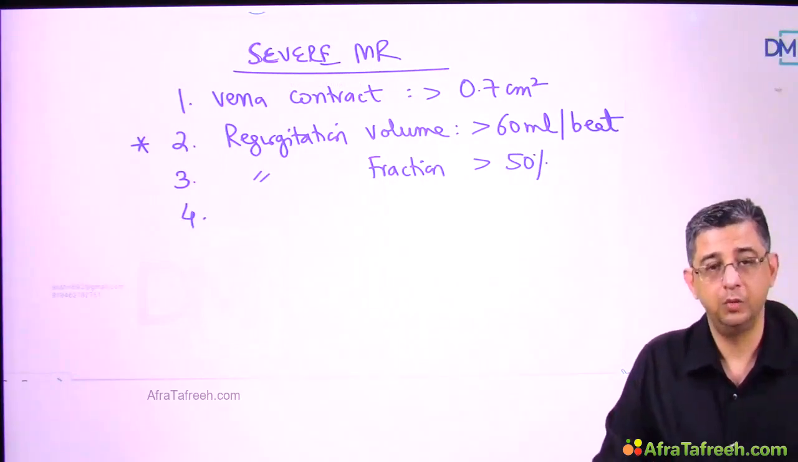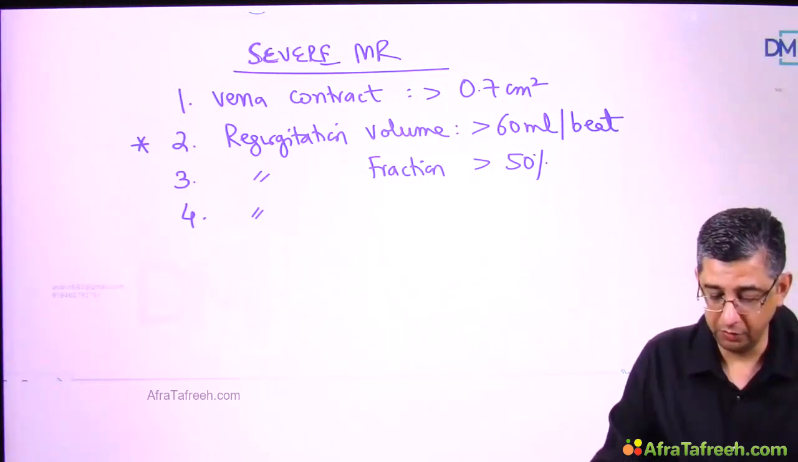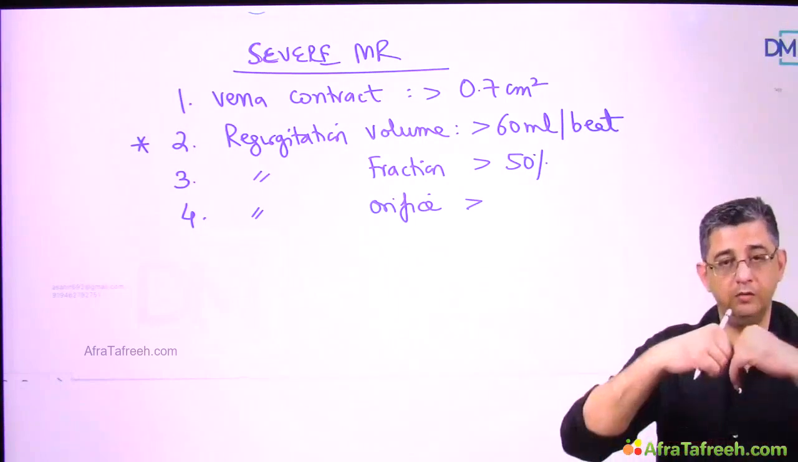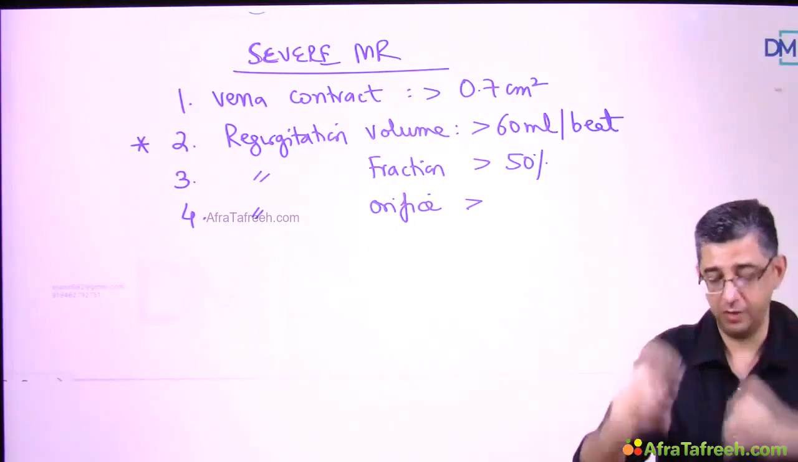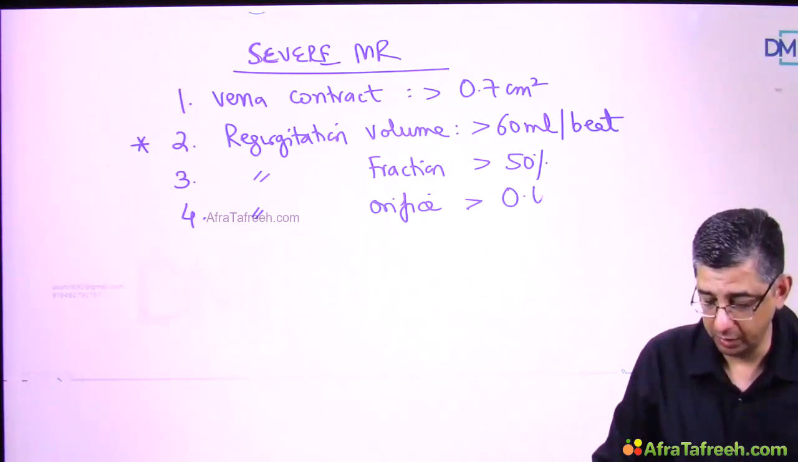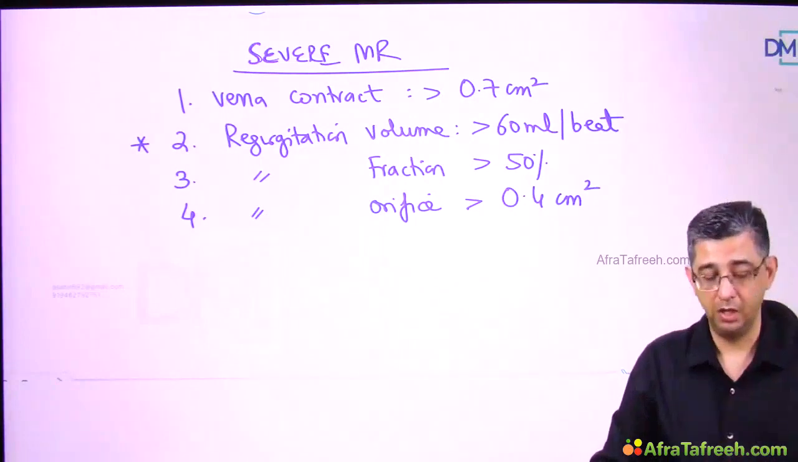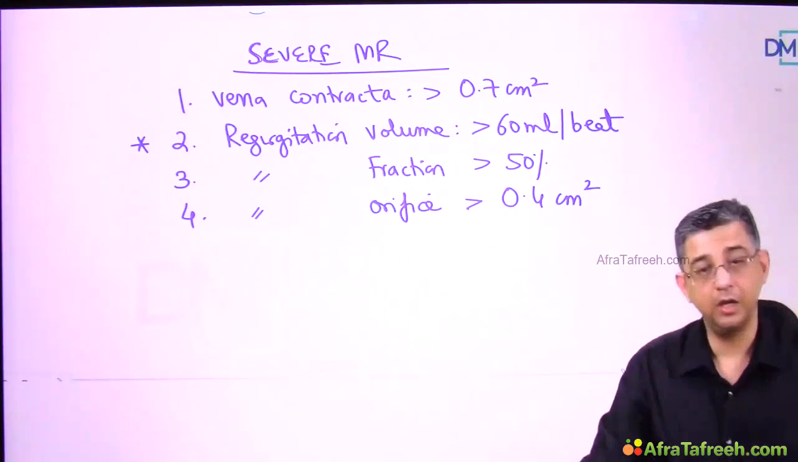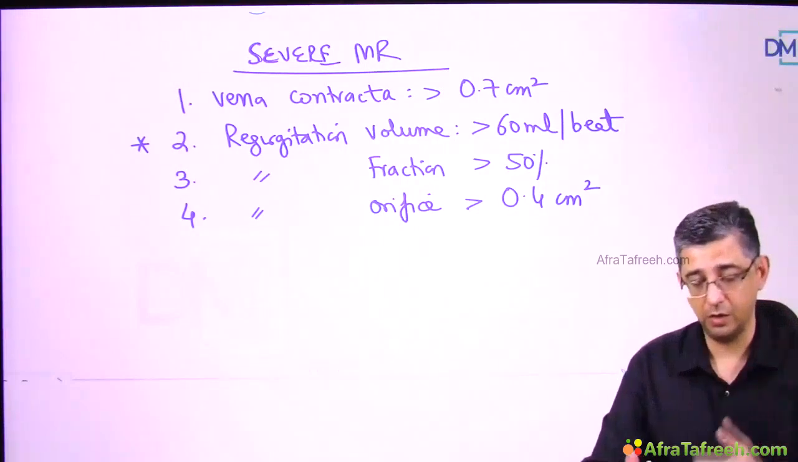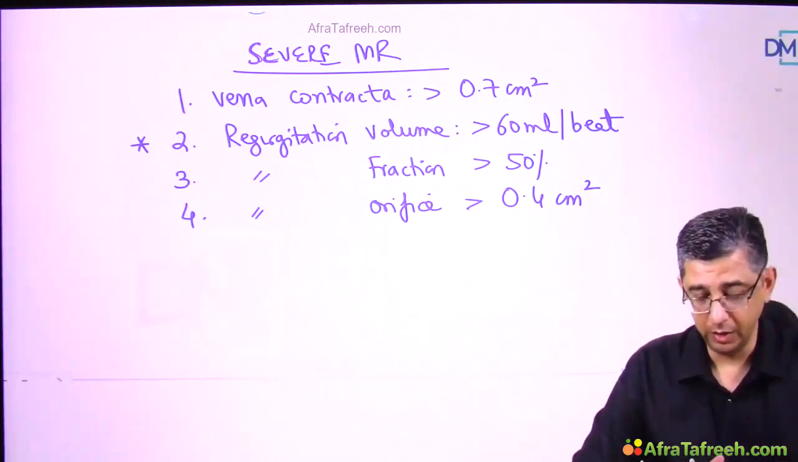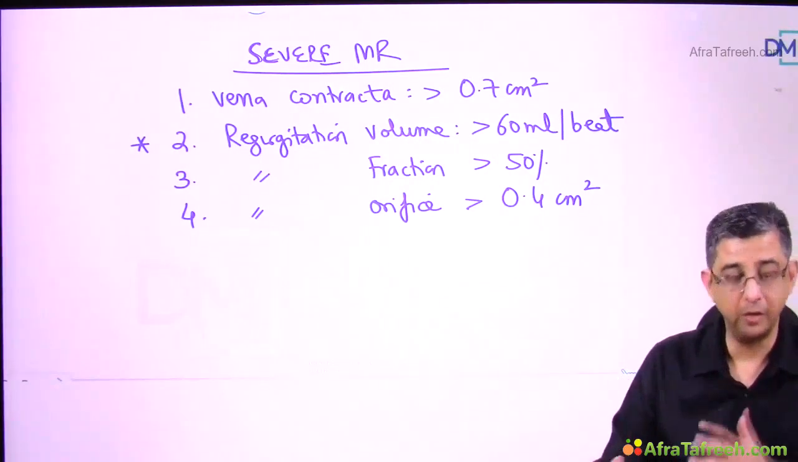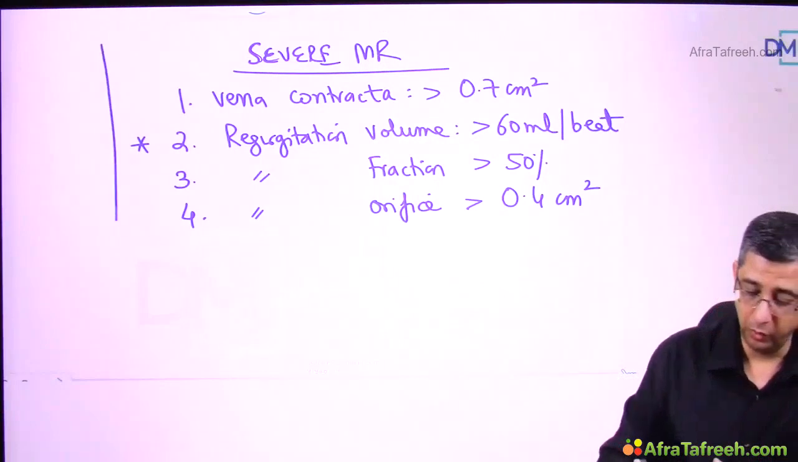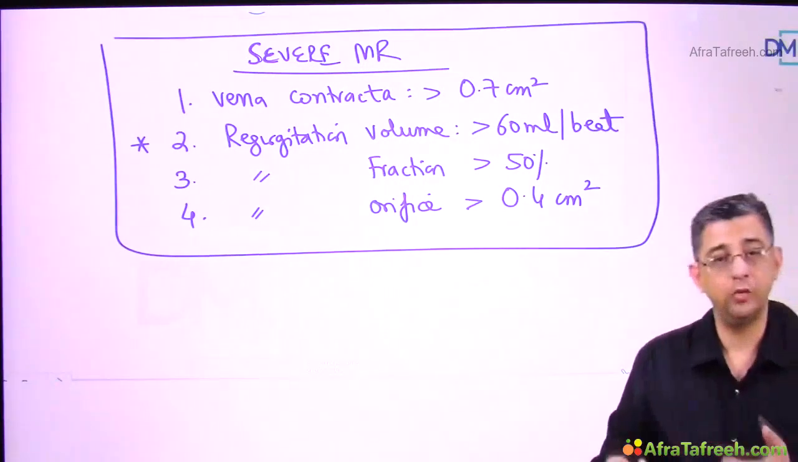Or the last aspect to be remembered would be regurgitant orifice. You see, when the valve will be incompetent, there's doming of the valve, and separation of the valve. So the doming and the separation orifice should be more than 0.4 square centimeter. So there are two concepts that I've said. Vena contracta, as I explained to you, is the area where the jet is narrowest but has the max velocity, 0.7 square centimeter, and the regurgitant orifice more than 0.4 square centimeter again indicates severe mitral regurgitation. So these are four criteria which will ensure that you will have to treat the patient.